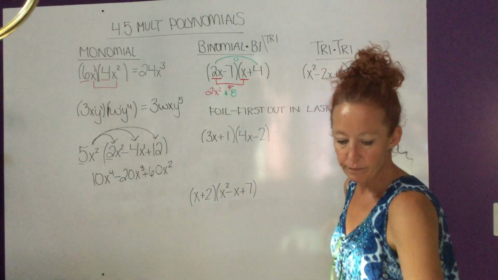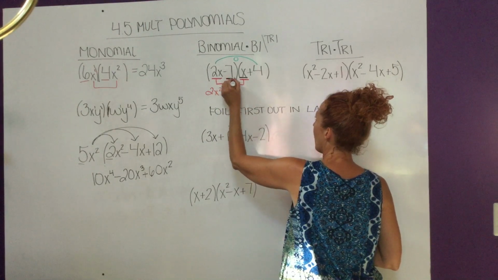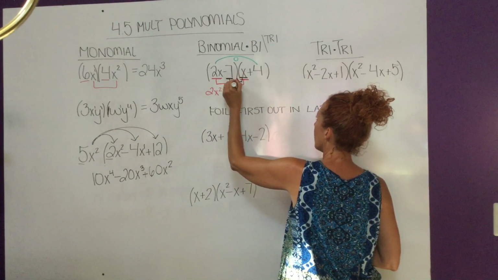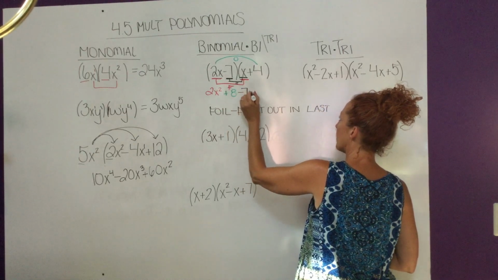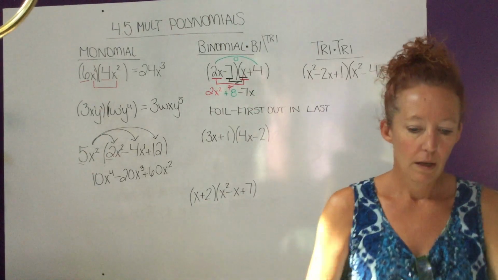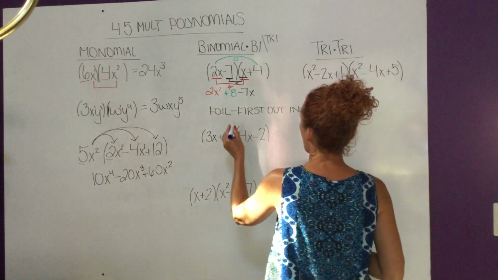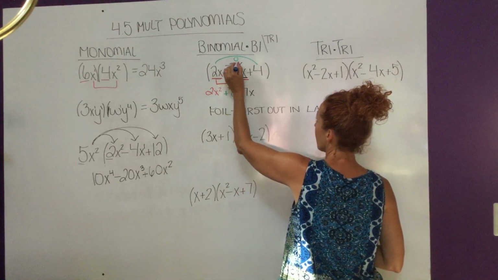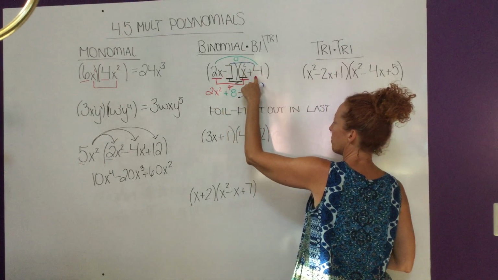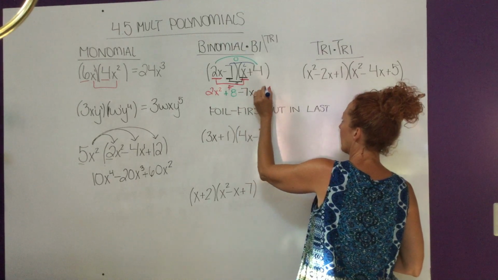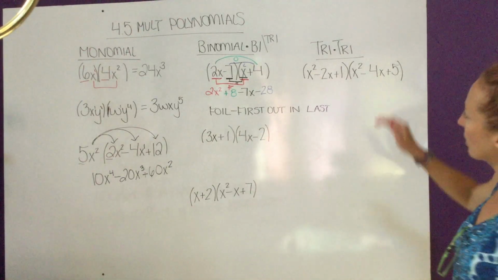Then we have the inside piece. So we have that and that. That makes up the I. So we have a negative 7 and a positive 1x, so that's negative 7x. And then our last piece is the L. So we have that times that. That makes up the L, the last in this parenthesis and the last part of that parenthesis. And it's negative 28. Negative 7 times a positive 4. All right, so that's our step 1.